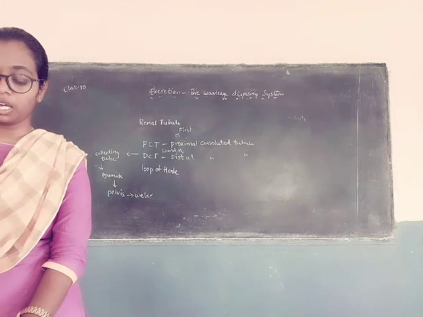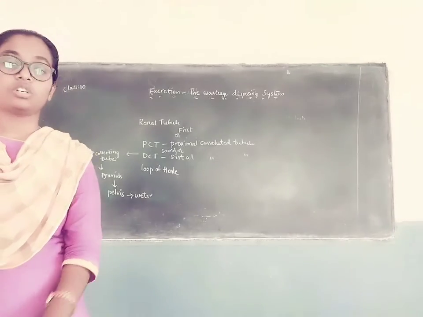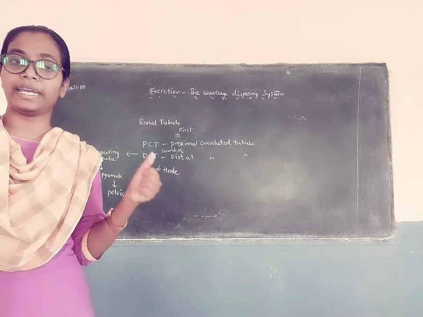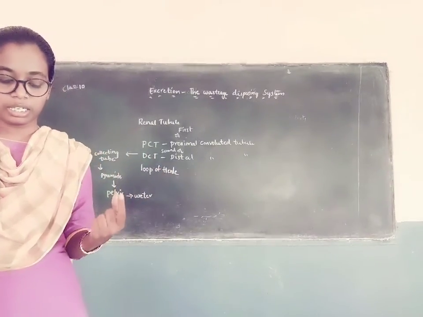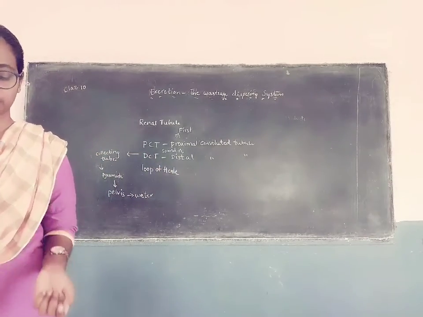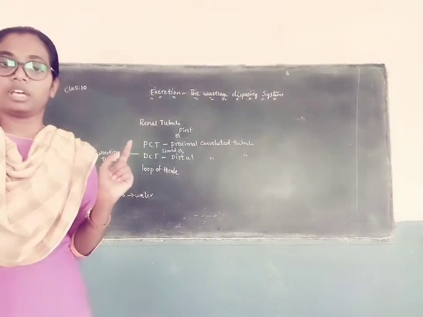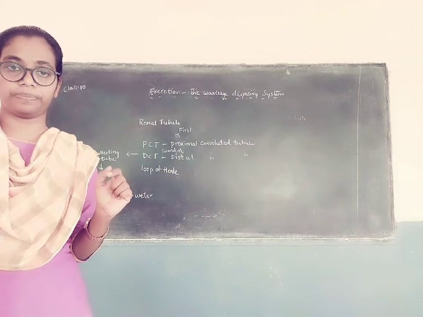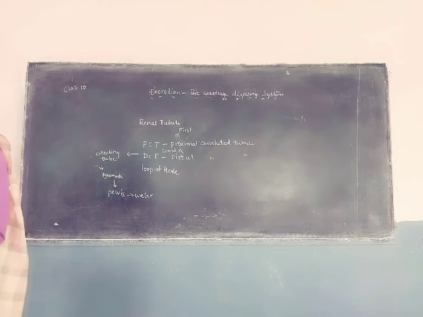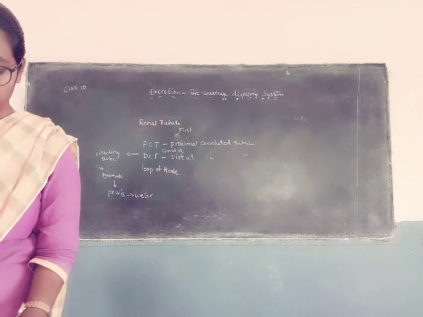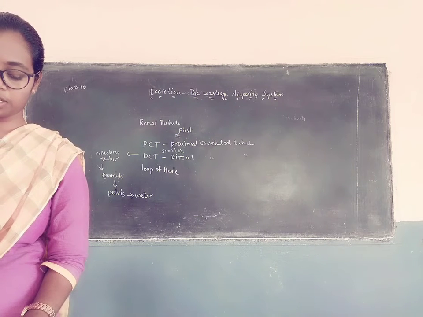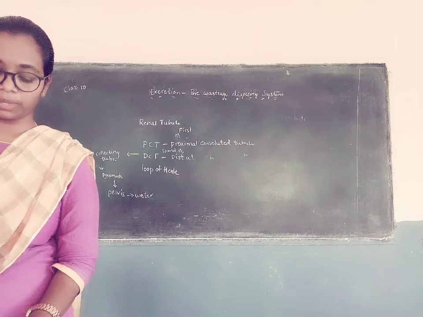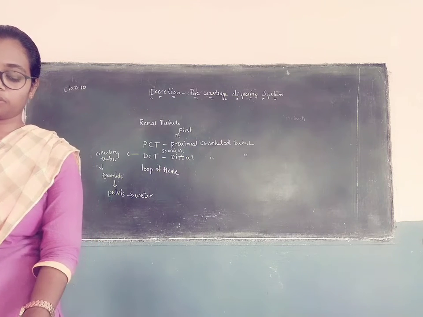formed from the efferent arteriole. So the entire renal tubule is covered by a network of peritubular capillaries formed from the efferent arteriole. The peritubular capillaries join to form the renal venule, which joins the other venules to form finally the renal vein.